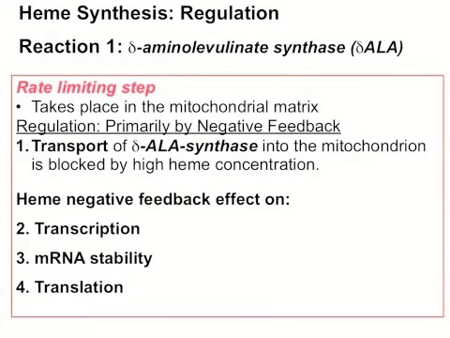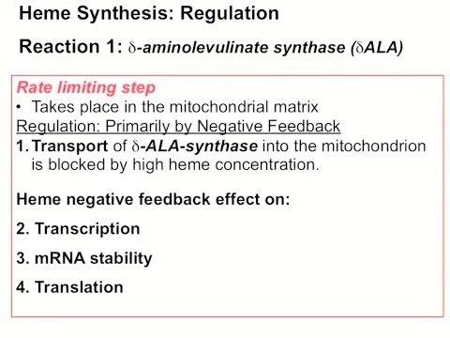The thing about this reaction is that it's a rate-limiting step. This means it is the step that takes the longest time and dictates how fast or how slow the whole pathway will go. Now, the important thing about this is that generally the rate-limiting step will be the most highly regulated step in the whole pathway. No sense in taking a whole lot of time in synthesizing something if you don't really need it. This step takes place in the mitochondrial matrix, and its regulation occurs by negative feedback through heme.